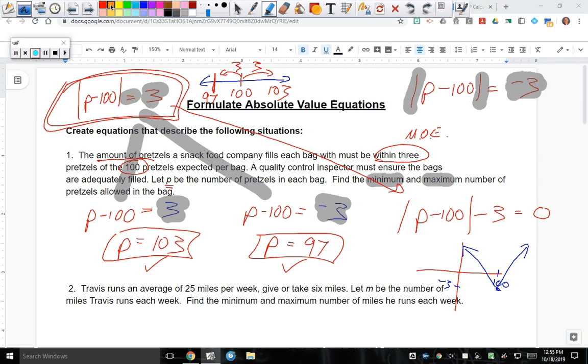Guess what 2 numbers those x-intercepts are? 97 and 103. Those are your answers. Will we ever have to do that? Yeah. Okay, so that's another way. There's 3 ways now that you know.